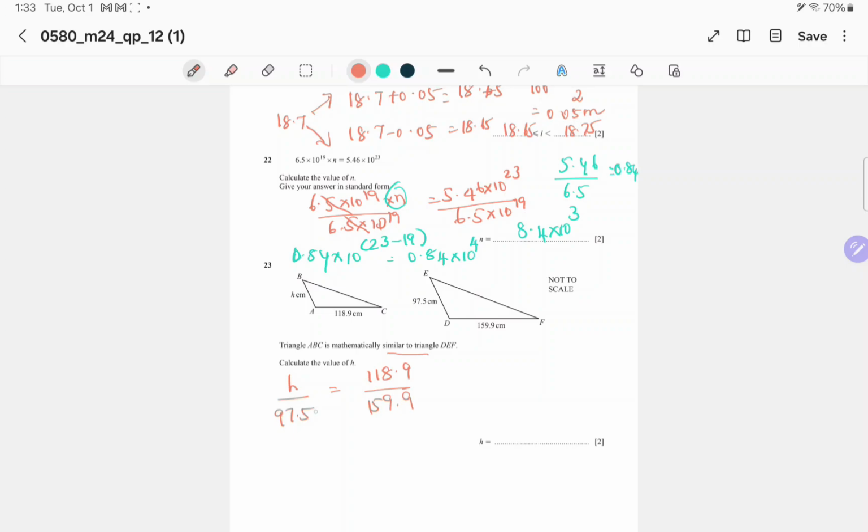So this is the formula, cross multiplying. How will we do the question? So H is equal to 118.9 into 97.5 divided by 159.9. Okay, so the answer after calculating in the calculator is 72.5 centimeters. Is it clear? We are simply comparing and then doing the calculations for this question.